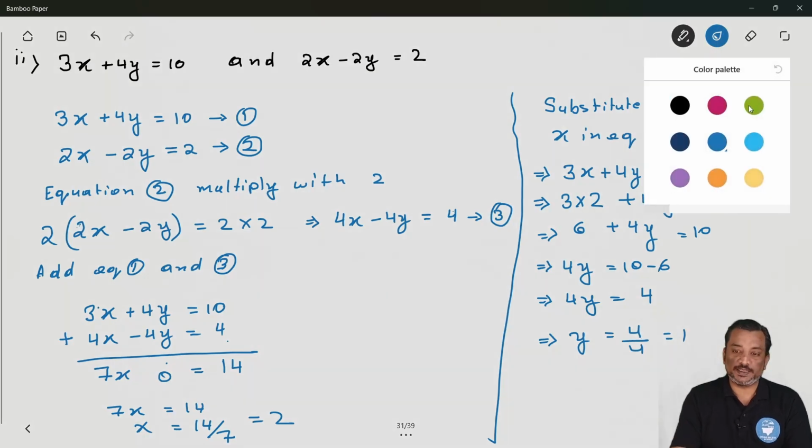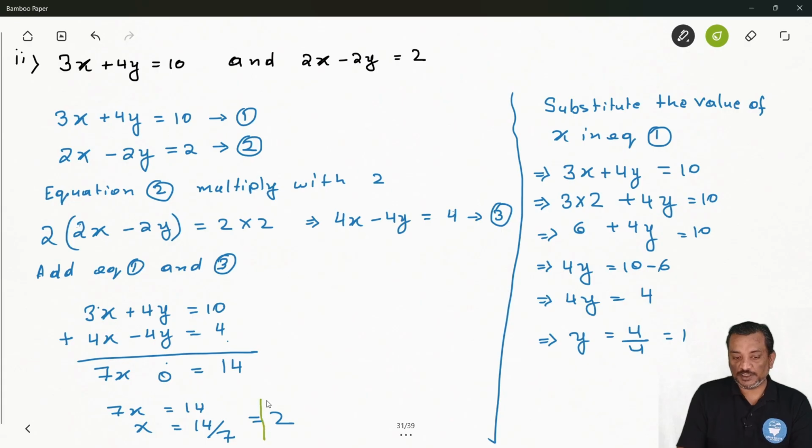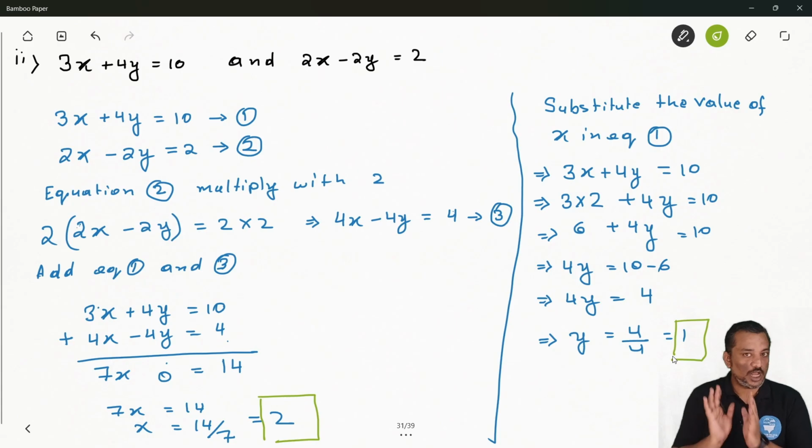So now you can see you have got the x value is equal to how much? 2. And the y value you will get how much? 1. So now hope you have understood how we have used the elimination and substitution method to solve this equation.